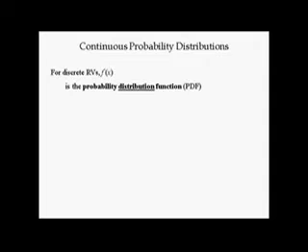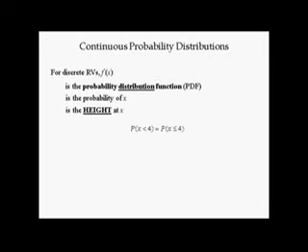The function, denoted f of x, is called a probability distribution function, PDF. F of x is equal to the probability of x. F of x is the height of the distribution at x.